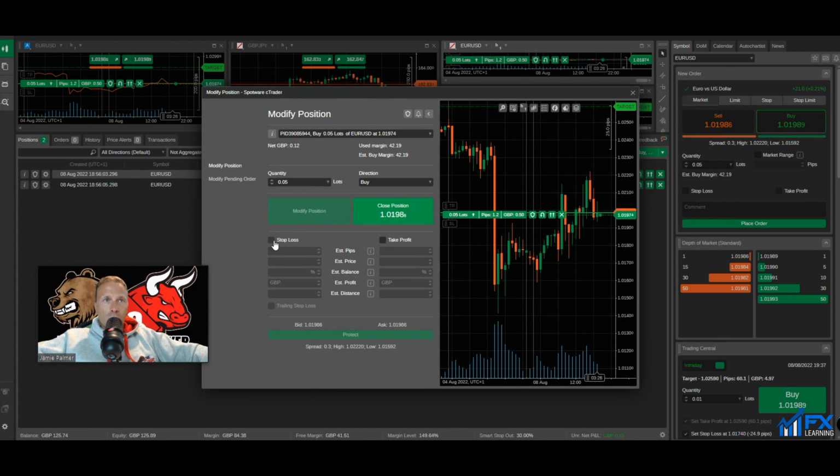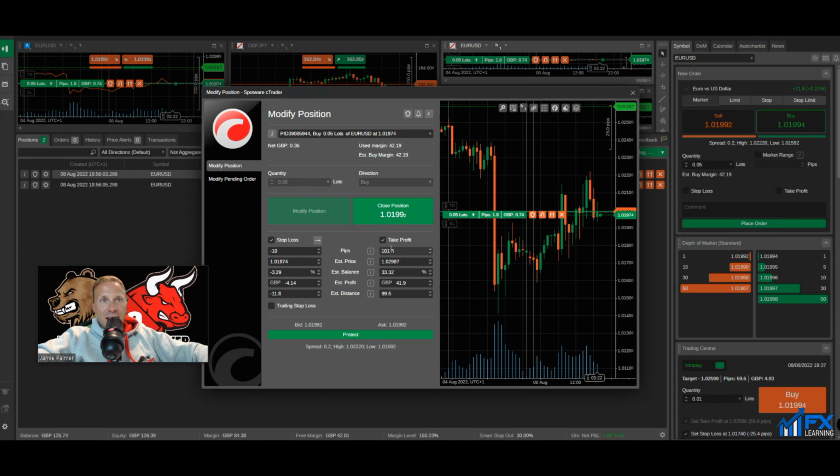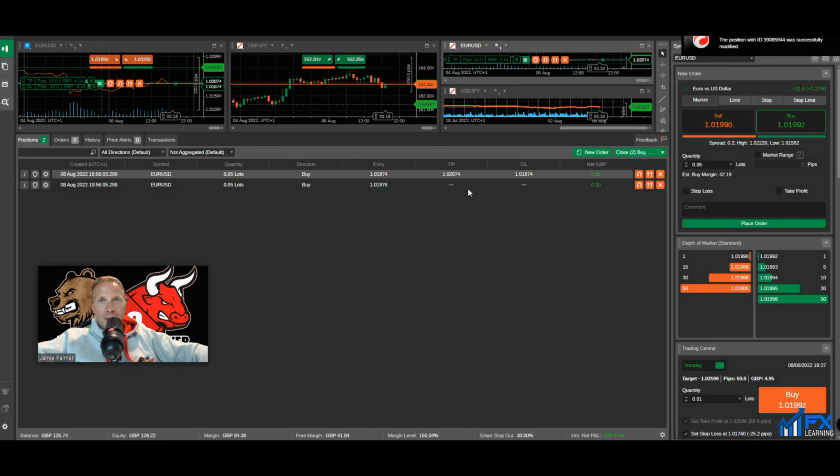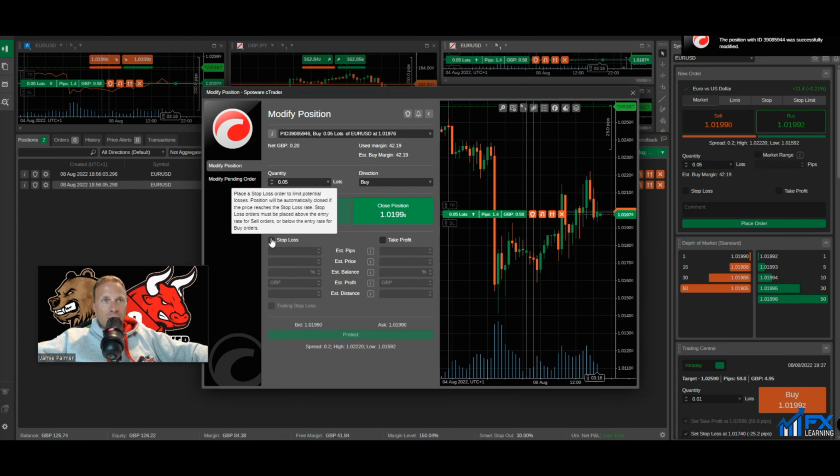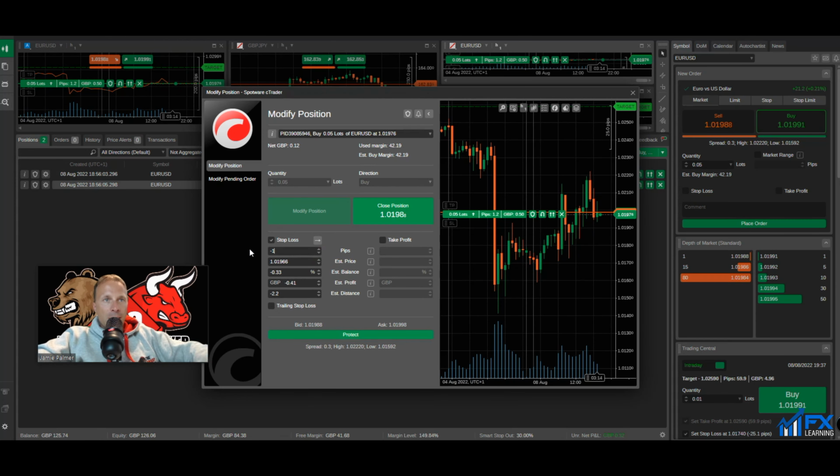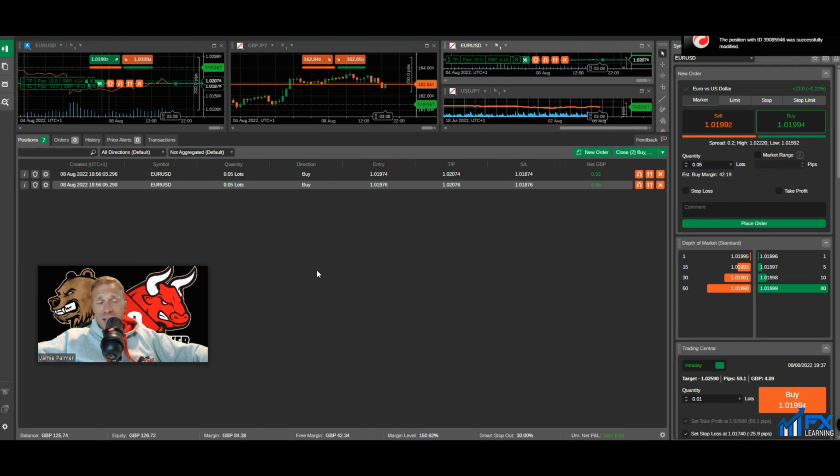So what we're going to do with this one is set a 10 pip stop loss and a 10 pip take profit. So nice little scalp on that one there. And we'll do the exact same with this one here. So minus 10 pips and take profit 10 pips as well. But yeah, I've been sitting there for about an hour and a half. I've been doing emails. I haven't literally just been sitting there twiddling my thumbs.